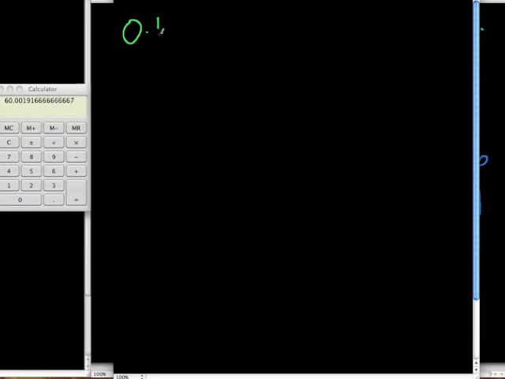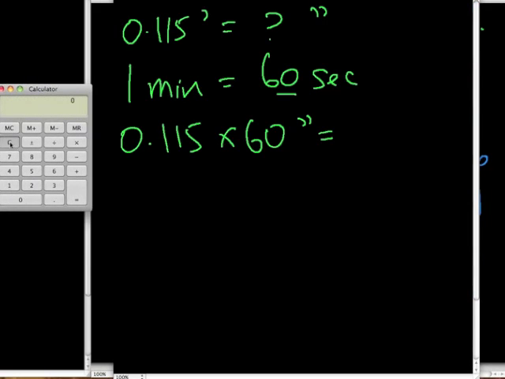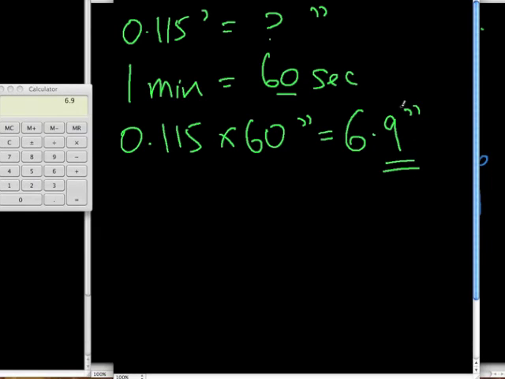So 0.115 minutes is how many seconds? So we know that 1 minute is 60 seconds. And to go from minutes into seconds, we simply multiply by 60. So we've got 0.115 times 60 seconds, which is 6.9. So in this case, the seconds were reported to one decimal place.